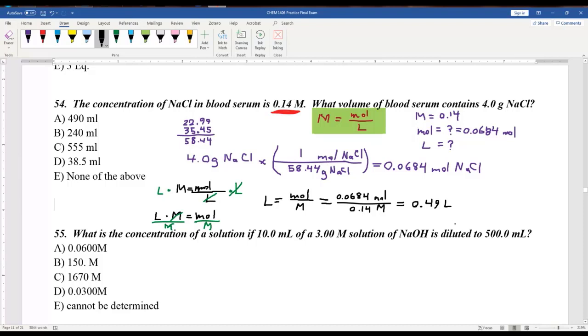But notice none of the answers is in liters, so I'm going to have to convert to milliliters. And that is going to be 1 milliliter is equal to 1/1000th of a liter, or 1,000 milliliters equals 1 liter, either way. And that's going to give you 490 milliliters. So your answer then is going to be A.